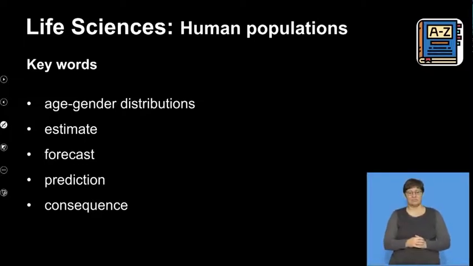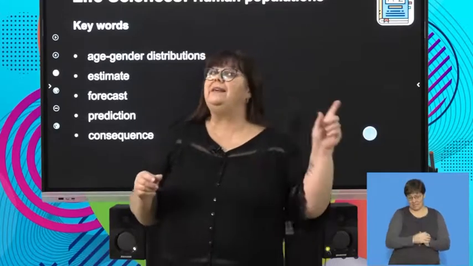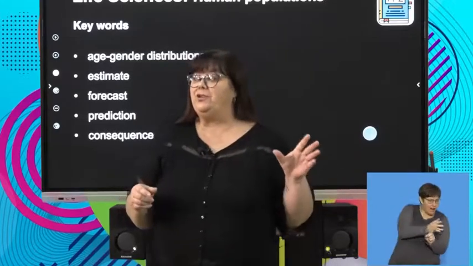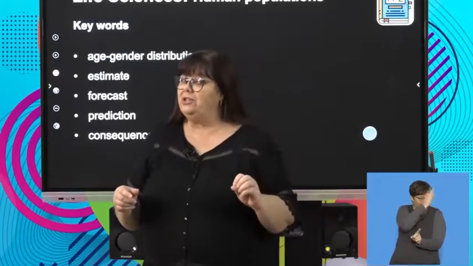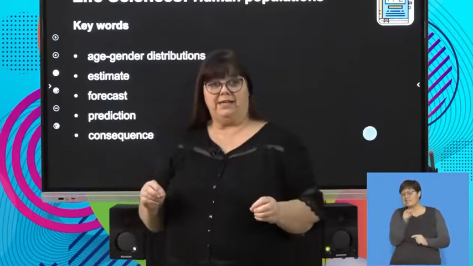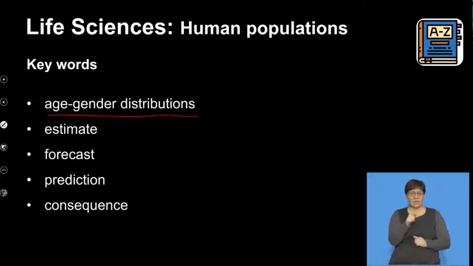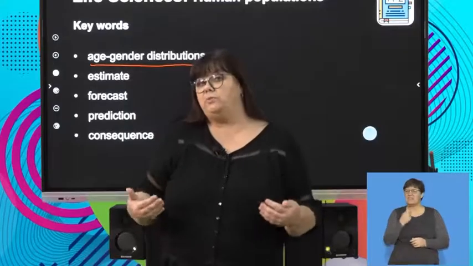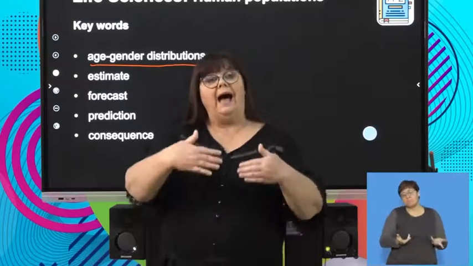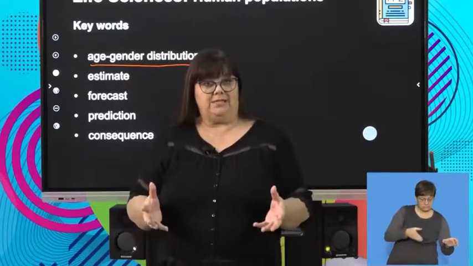Now you have some key words that are going to be important, along with all the keywords and the vocabulary that you have already learned. What words are going to be important for this particular lesson? Well, first of all, this idea or concept of age, gender distributions. When we talk about a distribution, we're talking about how organisms are arranged in a particular context.